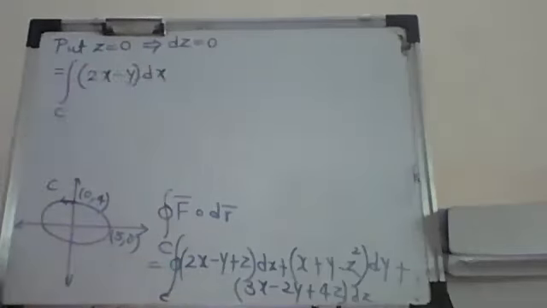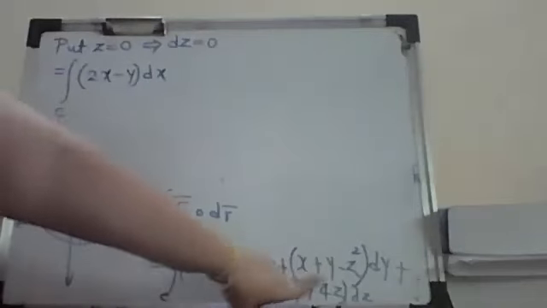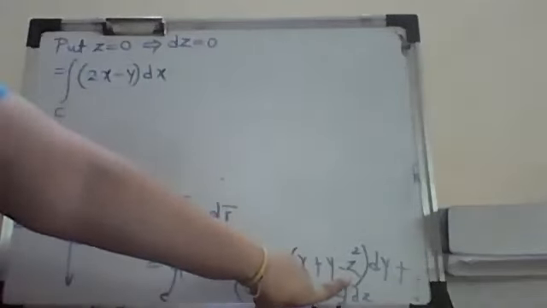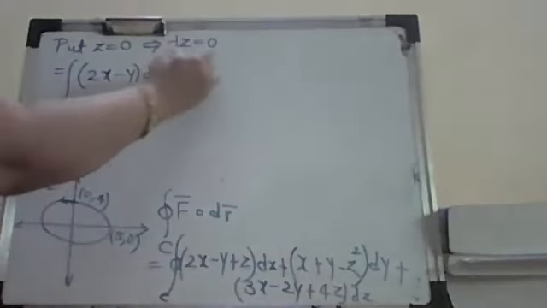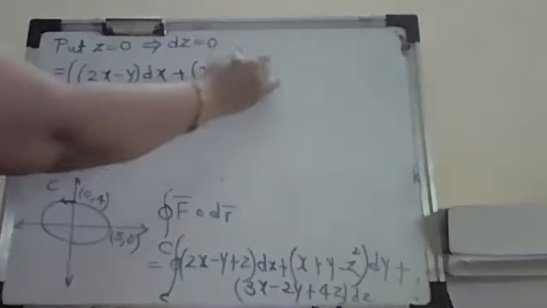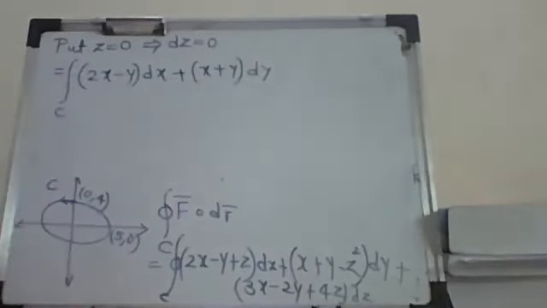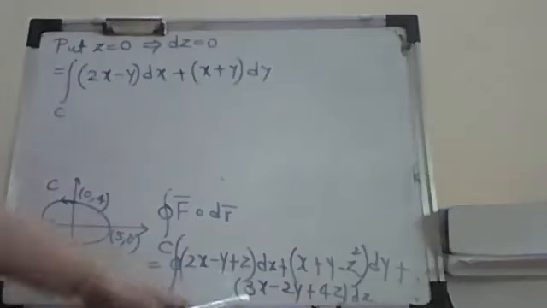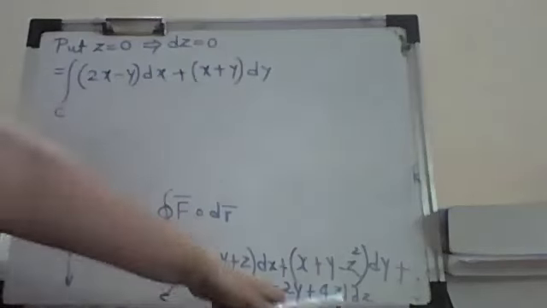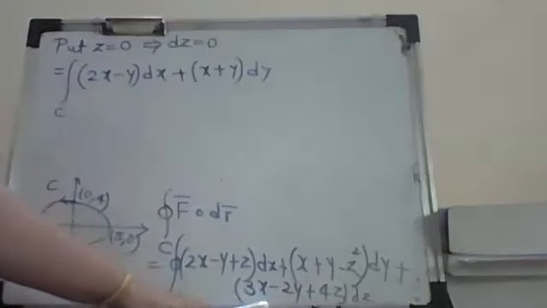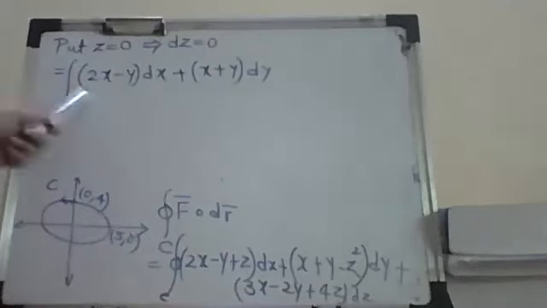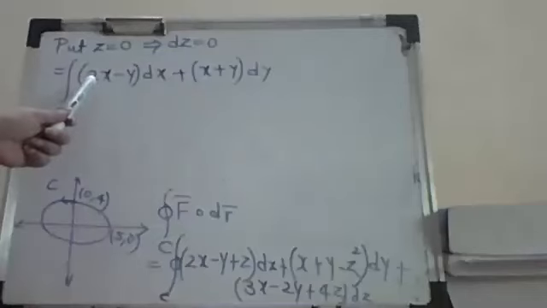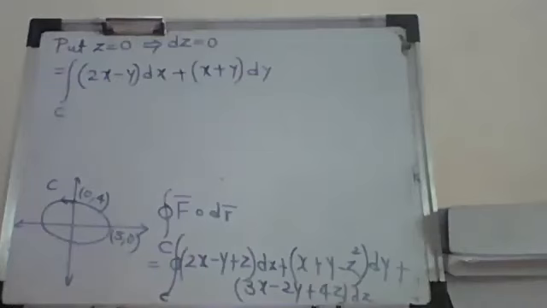(2x minus y) dx. Next term, (x plus y minus z) squared. We are putting z as 0, so we get this term as x plus y. So I get the next term as (x plus y) dy. And the last term won't be there because dz is 0. So 0 times that term becomes 0, so the entire term goes to 0. So we have the integration now reduced to this new format where only x and y variables are present.